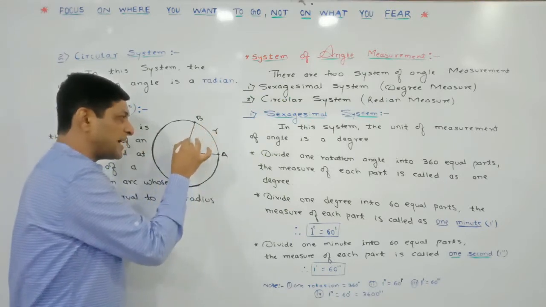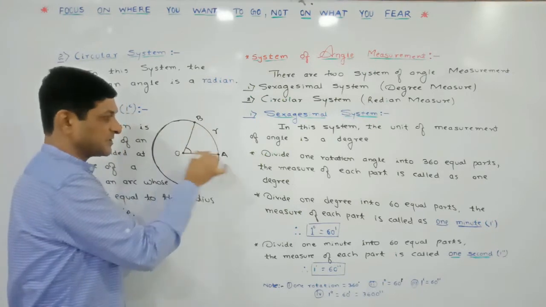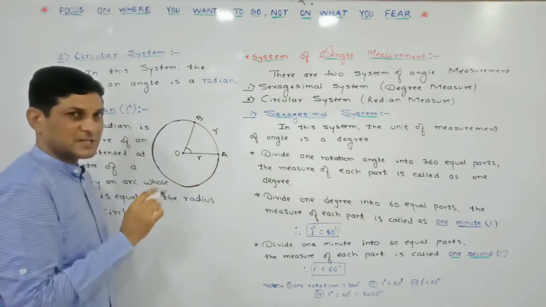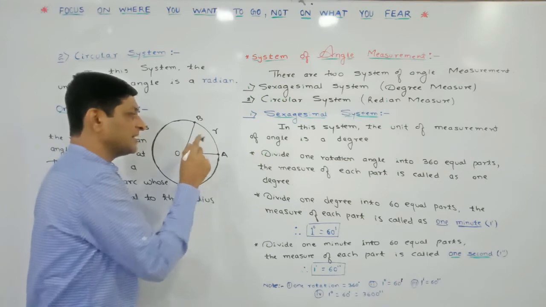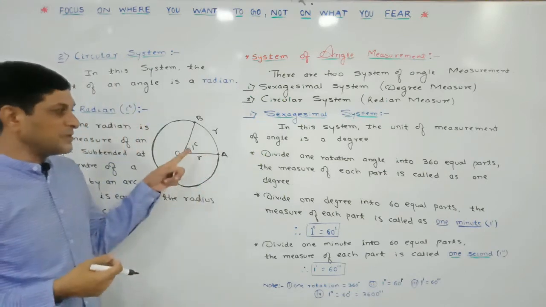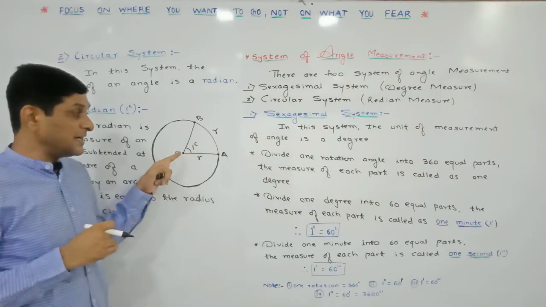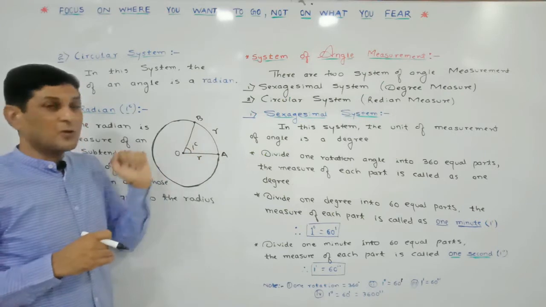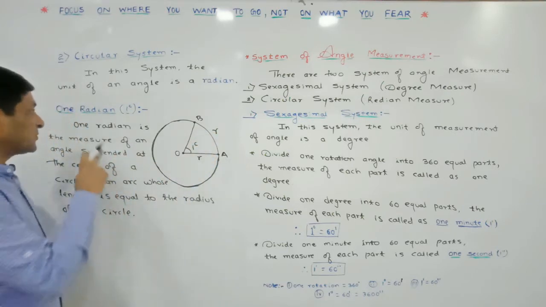Or in other words, we can say that if this arc length is equal to radius, at that time the angle subtended by this arc at the center of the circle, this angle is subtended by what? Arc AB. At what? Center of the circle. And the measure of this angle will be equal to what? 1 radian. So a very simple definition is there. What is 1 radian? 1 radian is the measure of angle which is subtended at the center of a circle. It is subtended by what? Arc of a circle, and whose length is equal to what? Radius of a circle.